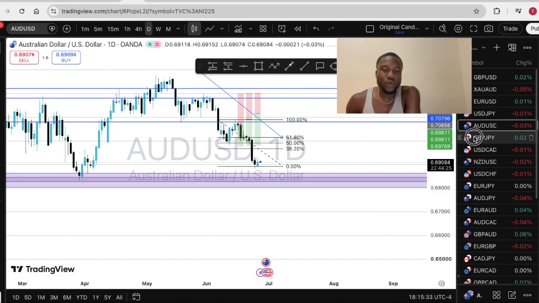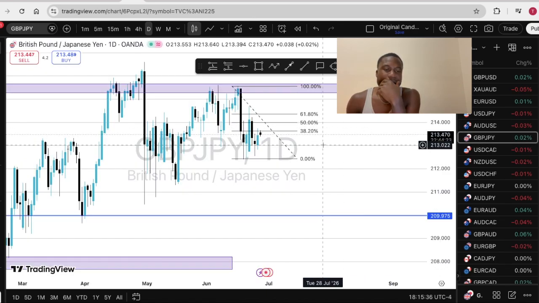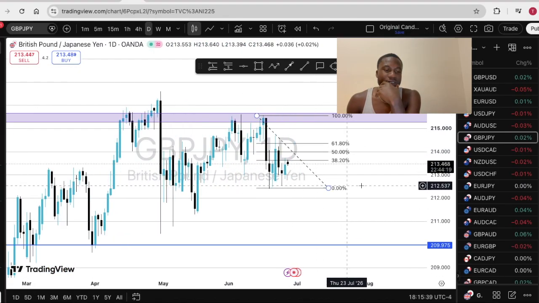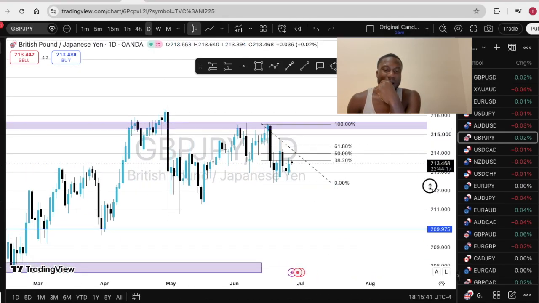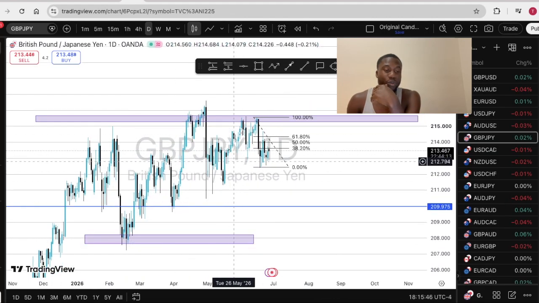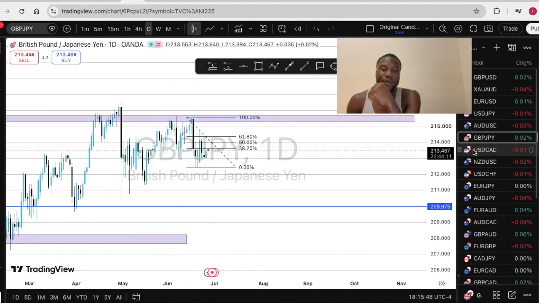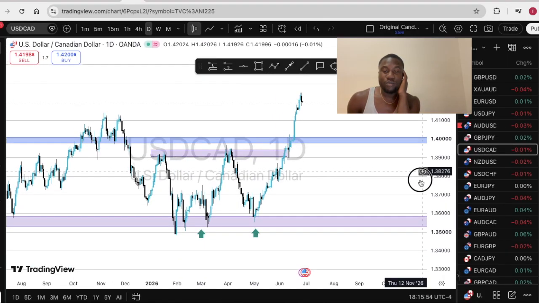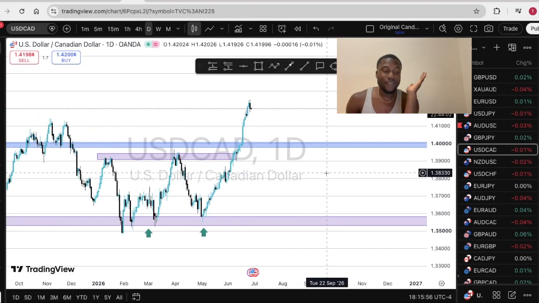All right, let's move to GBP JPY. For me, this chart I will just leave because I don't understand it. I was trying to map it. It looks like it's trending up, or you know what? Let's pass this one. We will not take that one. I don't know anything about that. GBP JPY is very choppy.